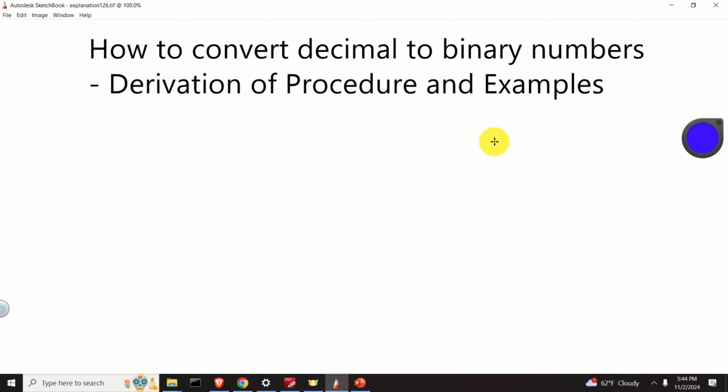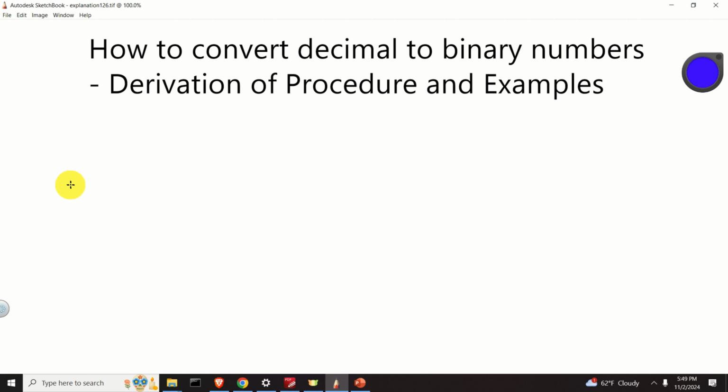Hello everyone! In this tutorial, we explain how to convert decimal to binary numbers. We will derive a general procedure for performing this conversion, and then we will solve several problems and examples. Okay, let's first briefly revise binary and decimal numbers.